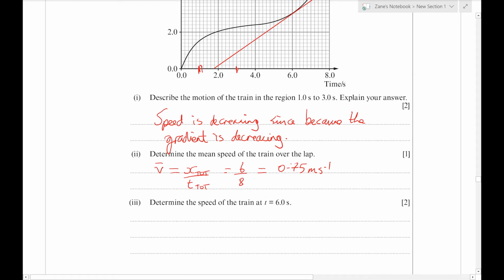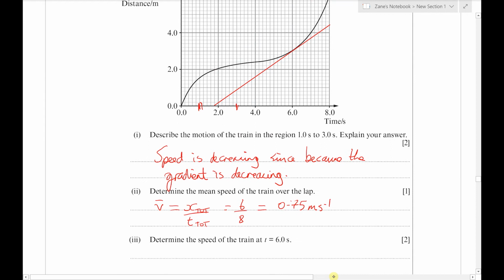On the next part of the question, we've got to determine the speed of the train at 6 seconds. Now, what I've seen some people do on this type of question is just try to read the distance and the time off the graph. But when the graph is a curve, as it is in that part of the graph that we're looking at, the way to find the speed is the gradient. We're going to draw a tangent at 6 seconds, and I've already done that on the diagram, and we're going to find the gradient of that tangent.